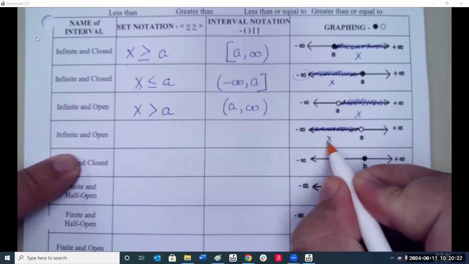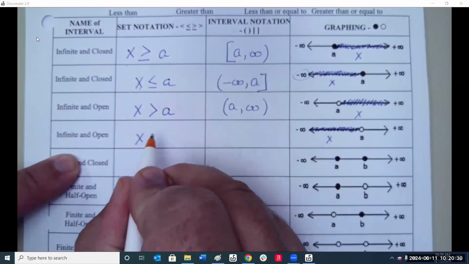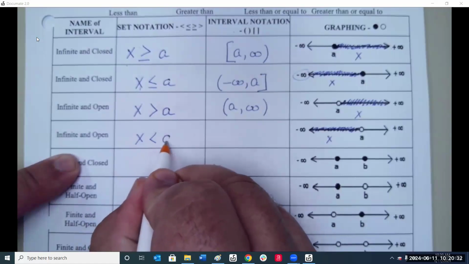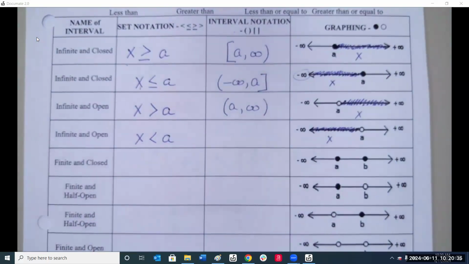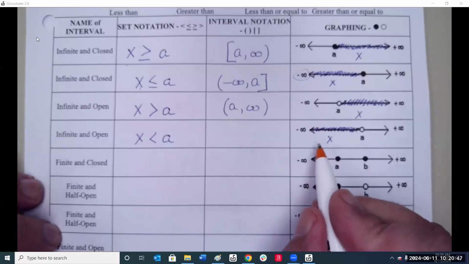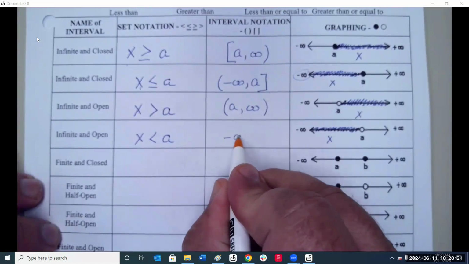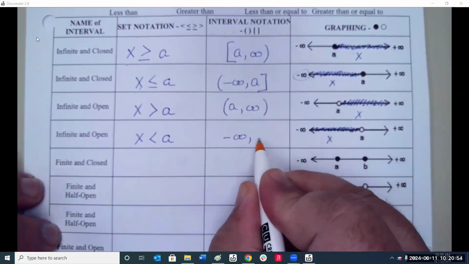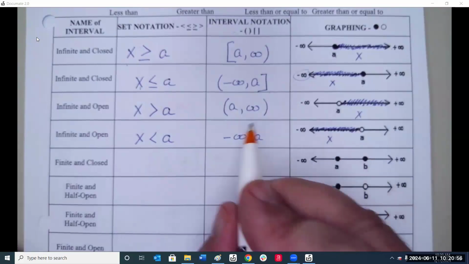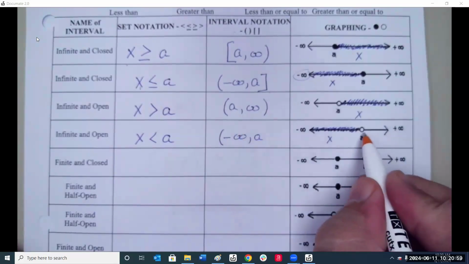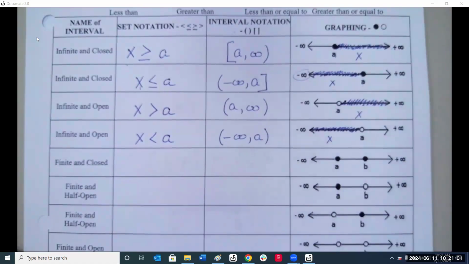These are my x's. So x is less than a. Will x always be on the left side? No. We're going to look at some examples where it's not, but you can move it to the left side. Again, look at the domain of my answers. It goes from negative infinity all the way to a. I can never use infinity, and that's an open circle, so it's parenthesis.